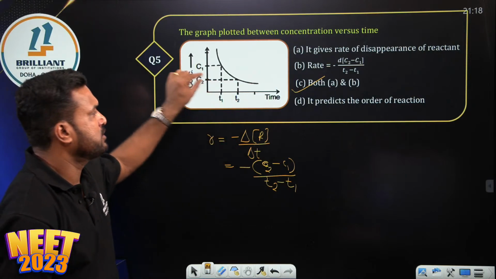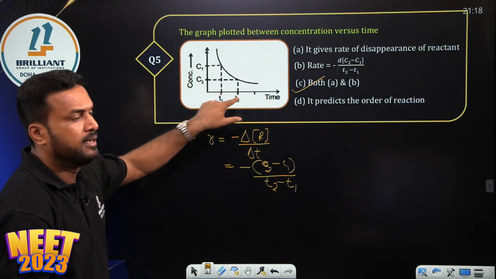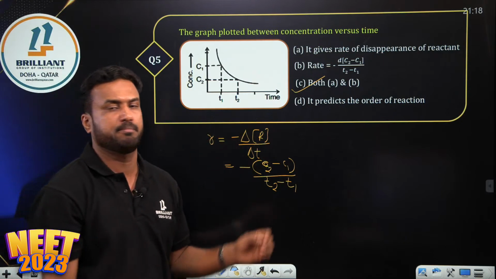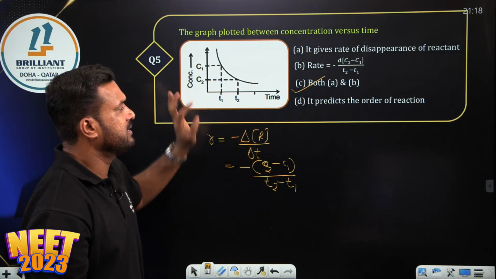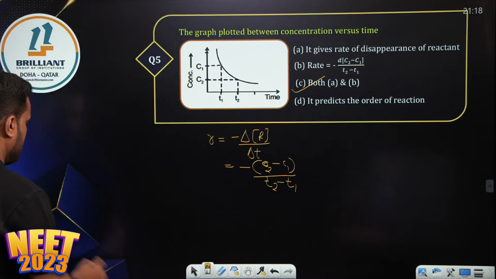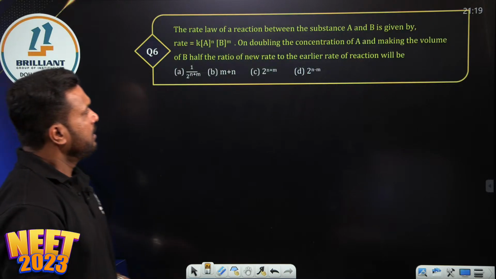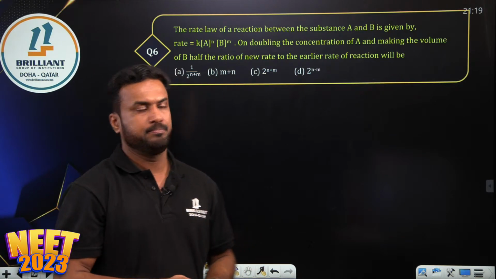Okay, the rate of disappearance of reactant, that is C2 minus C1 divided by T2 minus T1, is called the rate of disappearance of reactant, and when you divide, means calculate, you will get the rate. So the correct answer is C. We can go to question number 6.